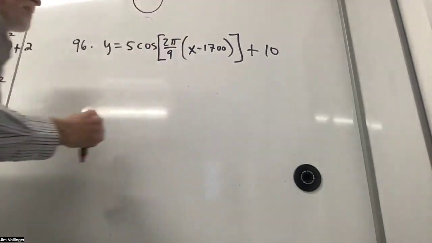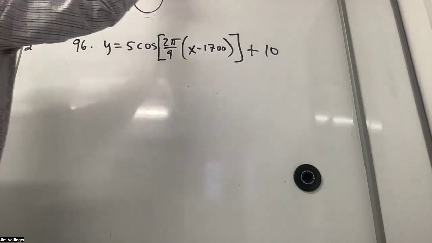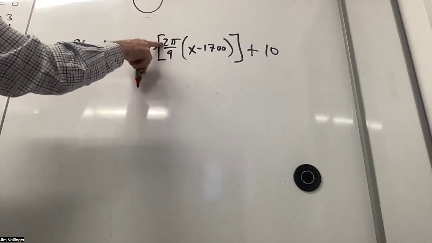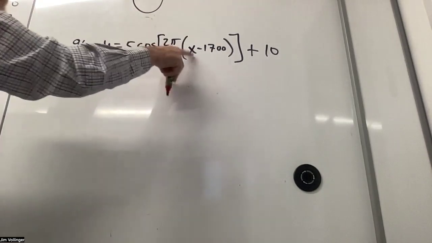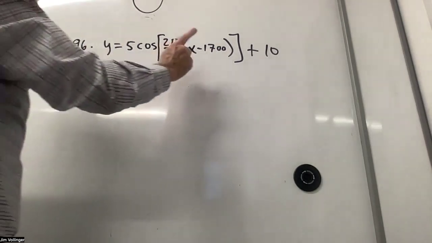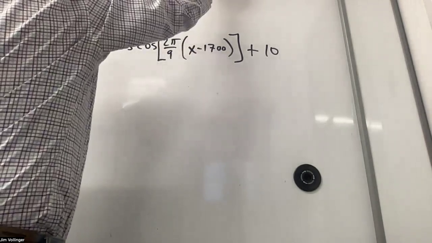All right, so I'm going to look at this from more of a textbook standpoint. I've got a positive cosine, so I'm going to go from max to max. The period is already given here: 1 revolution every 9 units. So I'm starting at 1700, and 9 units later, 1709, I'm back to a max.